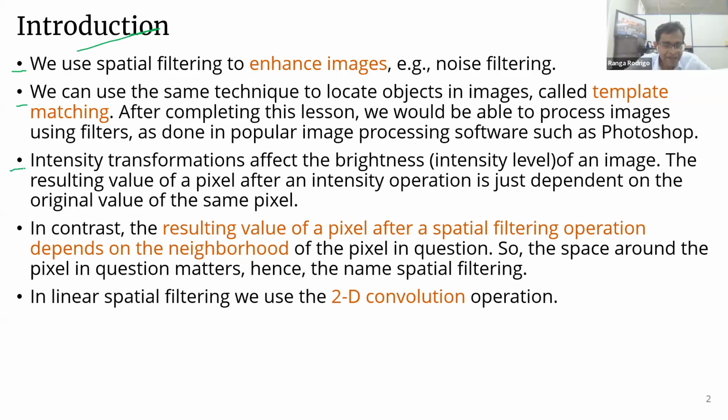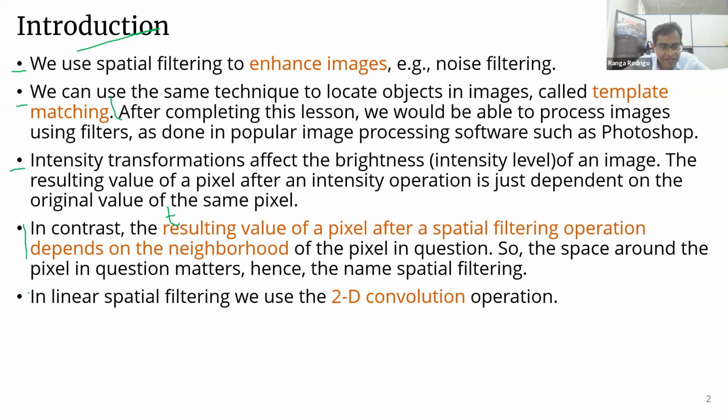Intensity transformations affect the brightness, the intensity level of an image, what we did before. The resulting value of a pixel after an intensity operation depends only on the original value of the same pixel, so it is affected just by this T. In contrast, the resulting value of a pixel after a spatial filtering operation depends on the neighborhood of that pixel, maybe a 3 by 3 or 5 by 5 neighborhood. So the space around the pixel in question matters, hence the name spatial filtering.